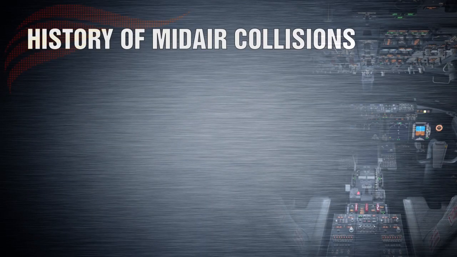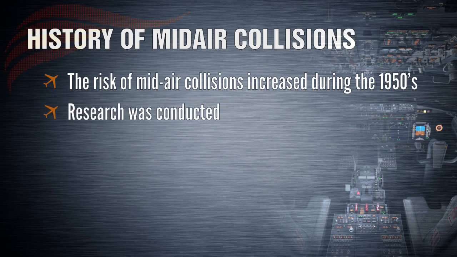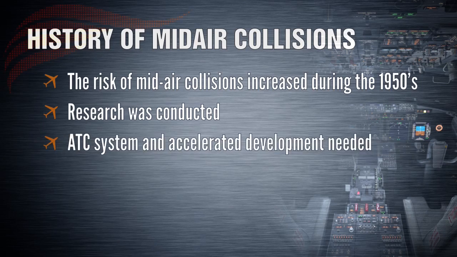Aviation has had a long and troubling history of mid-air collisions, dating back to its earliest days. During the 1950s, air traffic was continuing to grow at an ever-increasing rate, and so was the risk of mid-air collisions. As concerns grew over the rising risk, research was conducted into proximity warning devices that might reduce it. The 1956 collision between a Lockheed Super Constellation and a DC-7 over the Grand Canyon outlined the need for both a reformed ATC system and accelerated development of a proximity warning device.